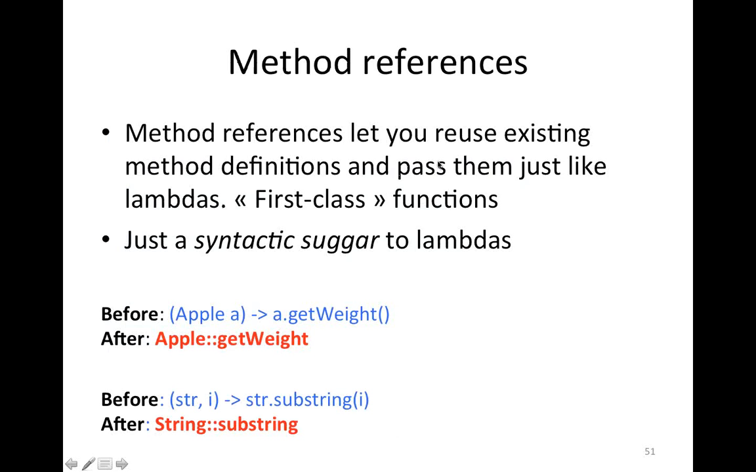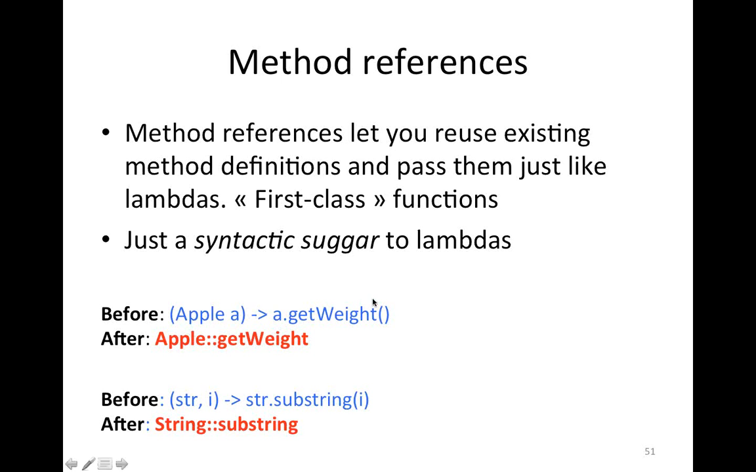Okay, so let's now talk about a second feature that Java 8 brings, which are method references. What method references let you do is reuse an existing method definition and pass it just like Lambda expressions. I know it sounds a little bit abstract, so let's look at some examples.